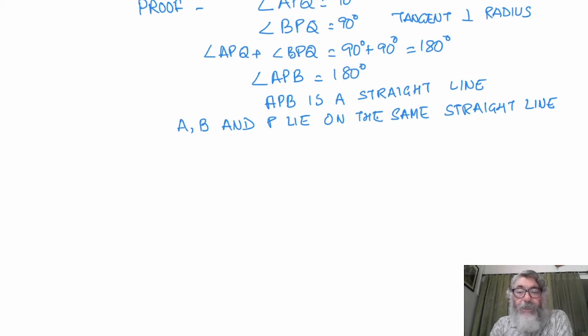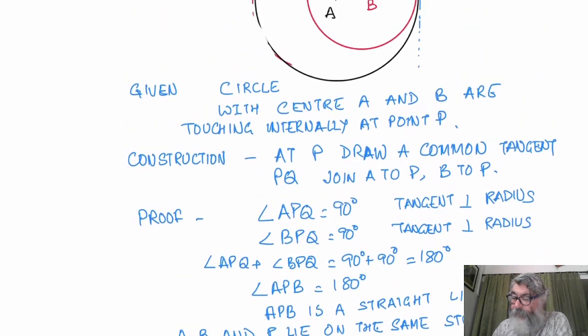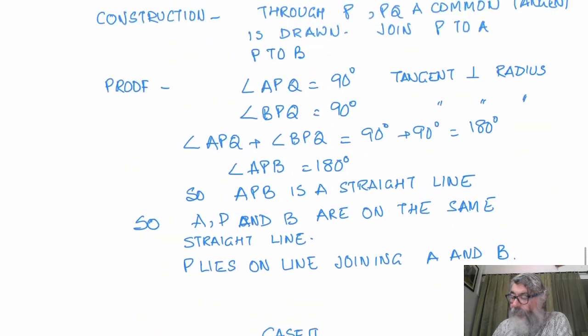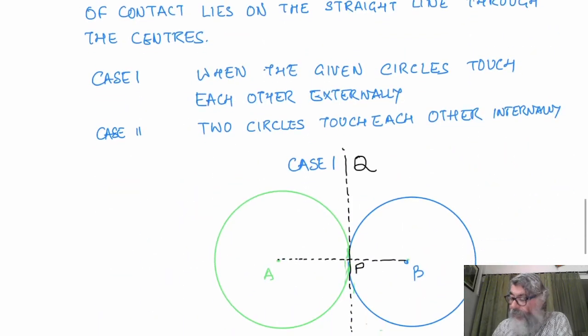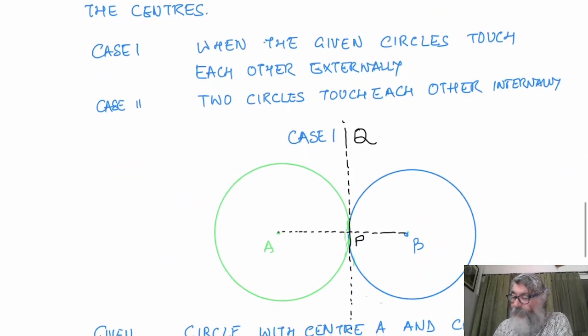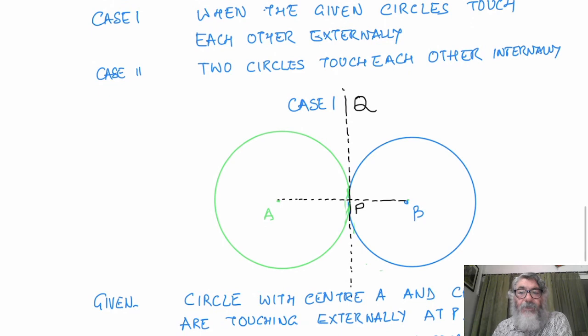And there were two cases which we discussed. One case was when the circles were touching each other externally, like in this case. But the method used was the same. In both the cases, we used the basic principle that tangent is always perpendicular to the radius at the point of contact, or radius is always perpendicular to the tangent at the point of contact.